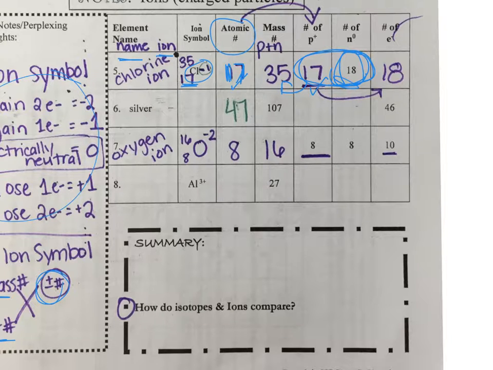Be ready to answer how do isotopes and ions compare. That's what all the other classes did, so write that down. Make sure you know that primary difference between the two. One has to do with neutrons changing, so masses change. The other one has to do with electrons.